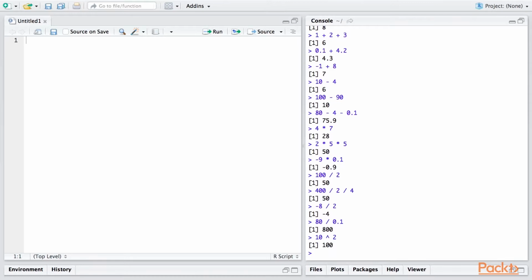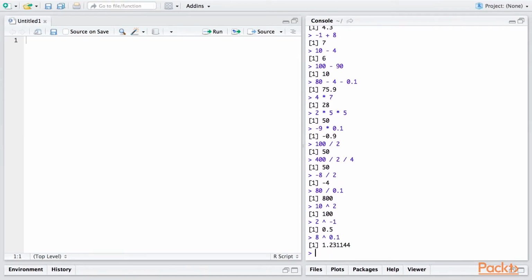We can also use negative numbers and decimals, so 2 raised to the power of minus 1 is 0.5, 8 raised to the power of 0.1 is 1.231144. Let's have a look at what happens if we use an operation that results in a very large number. So for example, 10 raised to the power of, let's say, 50. R gives us back the result expressed in scientific notation, 1e plus 50. In this case, the e plus is a stand-in for times 10 to the power of, so the answer is 1 times 10 to the power of 50.